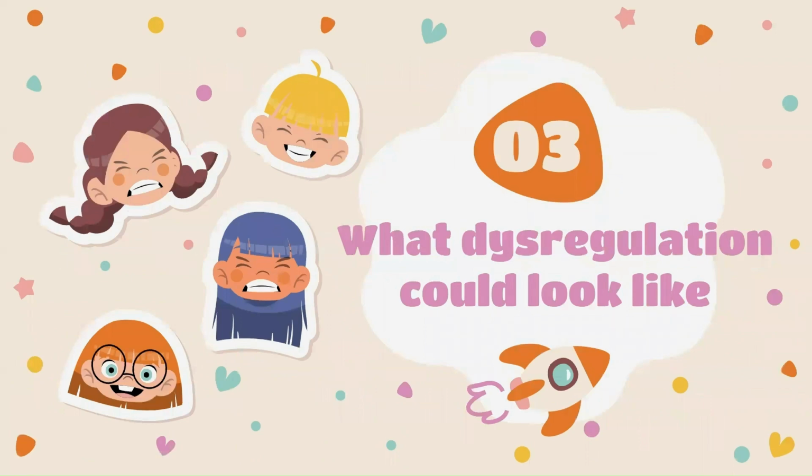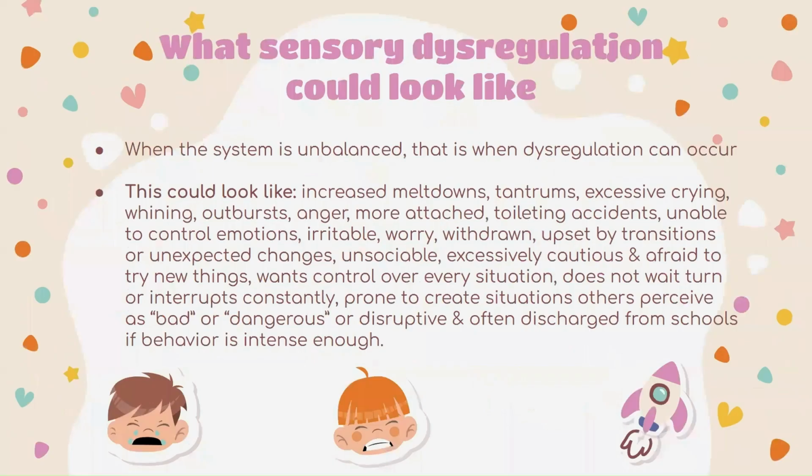What dysregulation could look like. Each of us has our own limits given any situation, but once you're in tune with your body's needs, you know when it has become too much. When the system is unbalanced, maladaptive behaviors such as tantrums can occur.